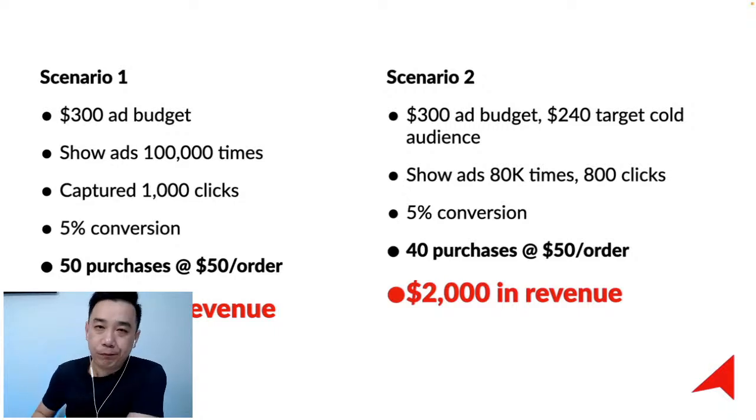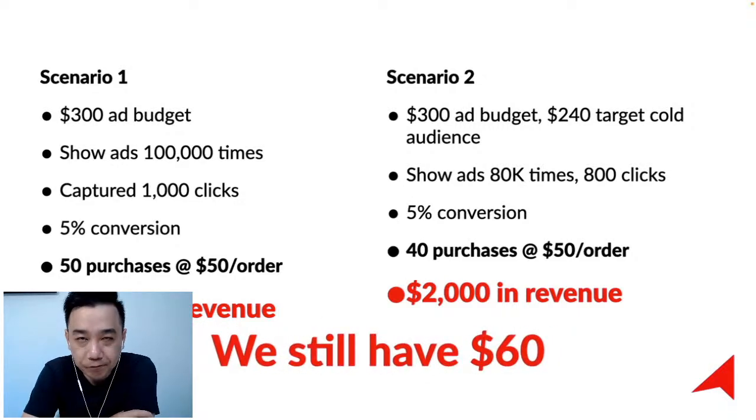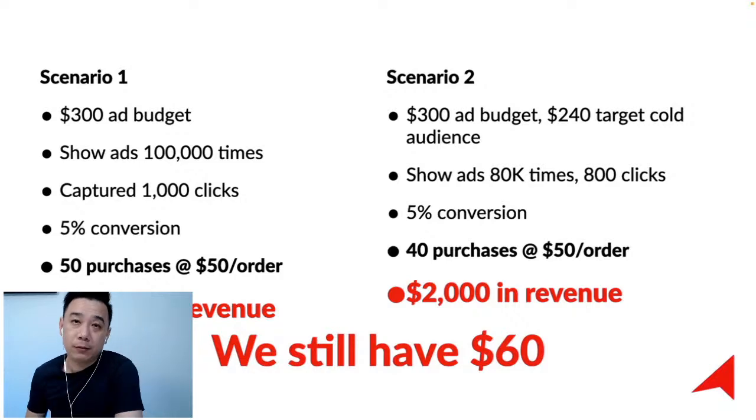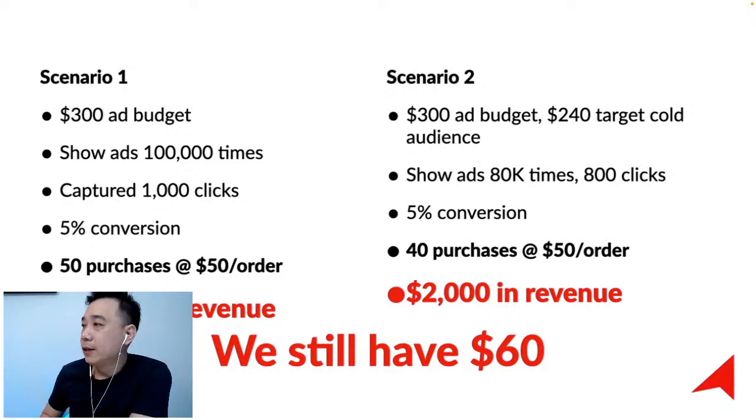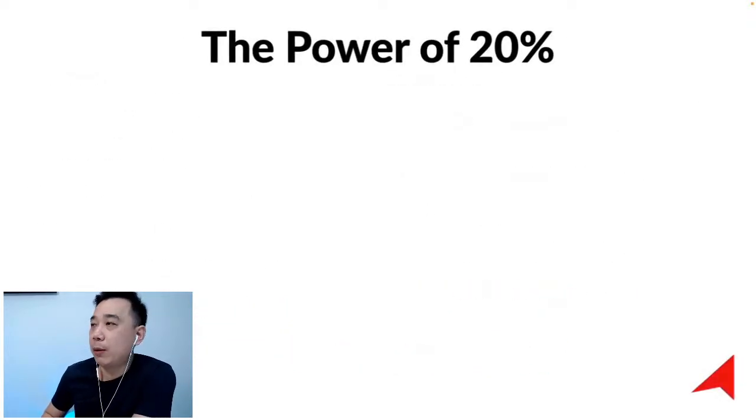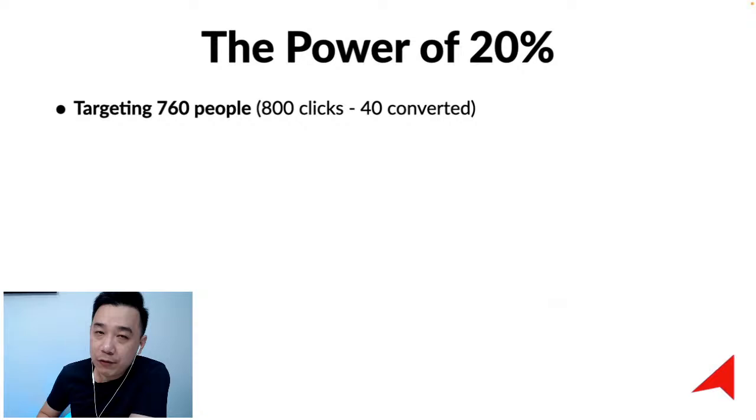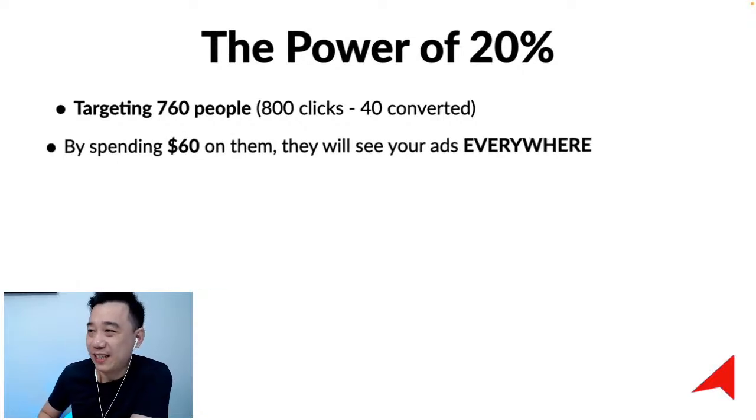Now, remember one thing. We still have $60 left, right? Now, $60 will be spent on who? The 800 who clicked minus the 40 who actually purchased. So that makes 760 people in audience size. Okay? So then I'm going to share with you the power of 20%. So what's the power of 20%? Okay, cool. So look, we are targeting 760 people with $60.